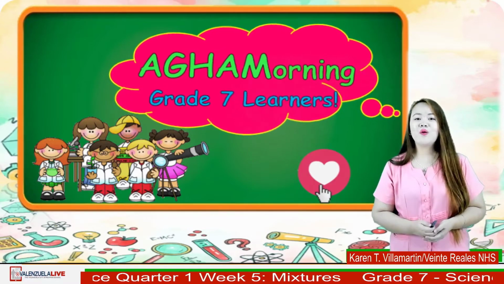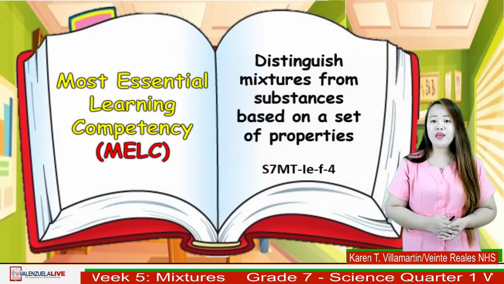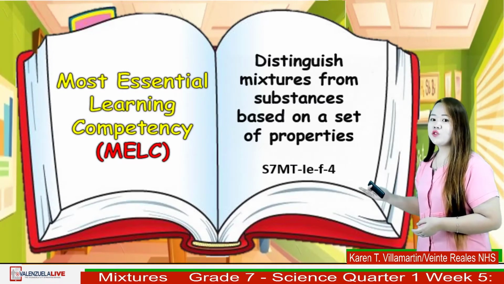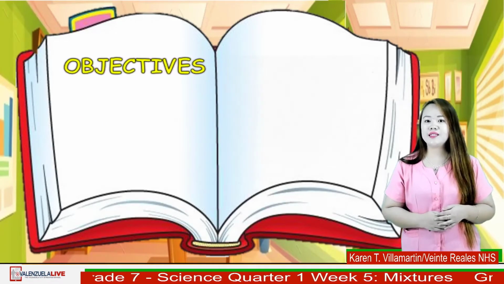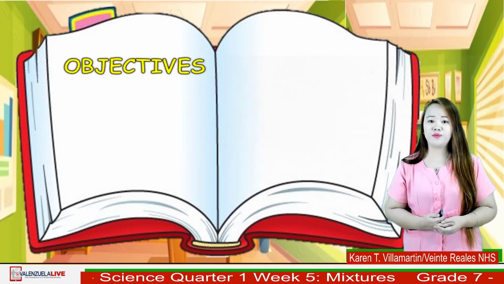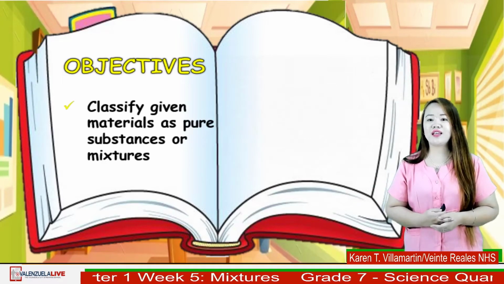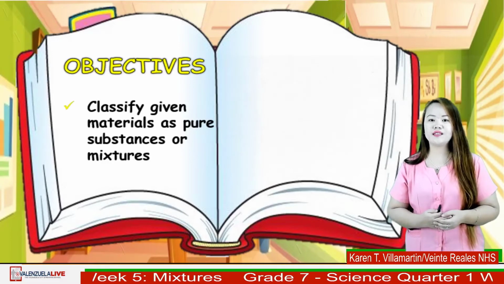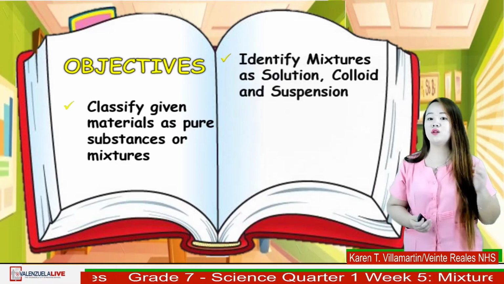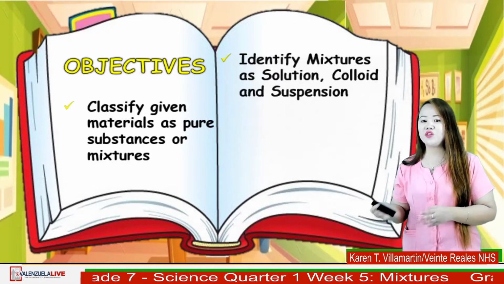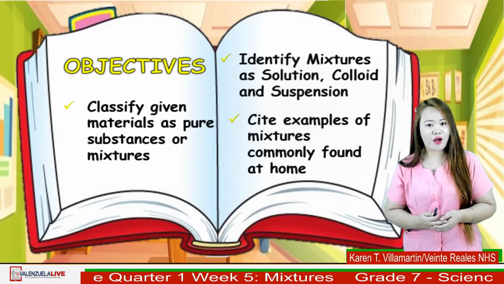Great! We are now in week 5, and for our most essential learning competency today, you should be able to distinguish mixtures from substances based on a set of properties. And these are the three objectives that we need to achieve today. First, to classify the given materials as pure substances or mixtures. Second, to identify mixtures as solution, colloid, and suspension. And lastly, to cite examples of mixtures commonly found at home.